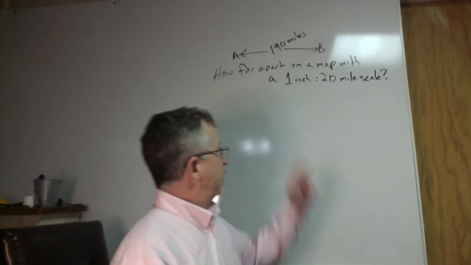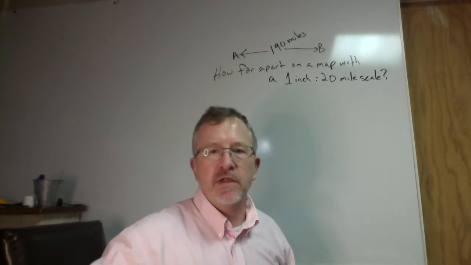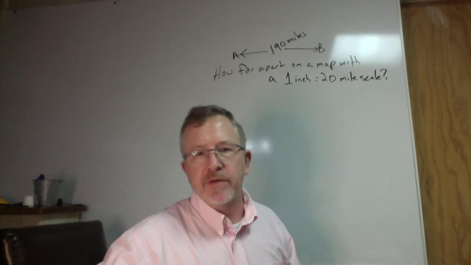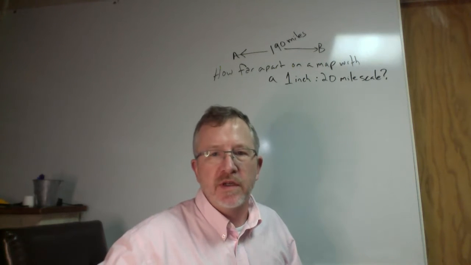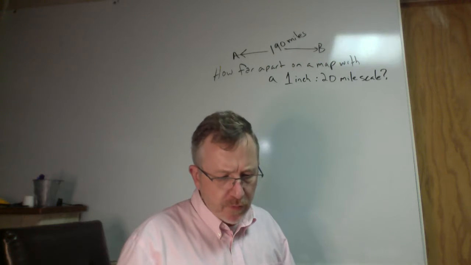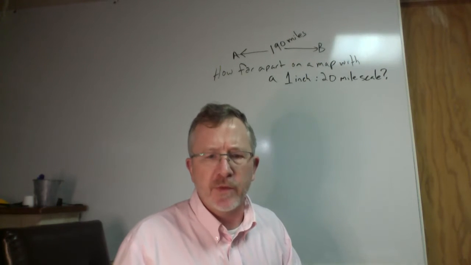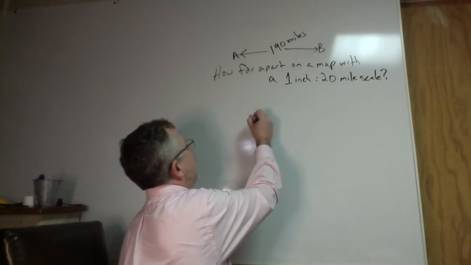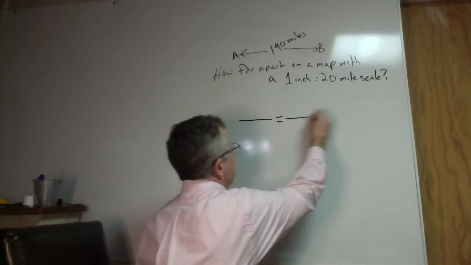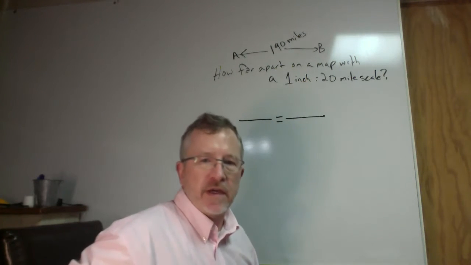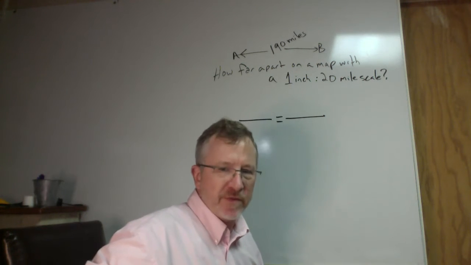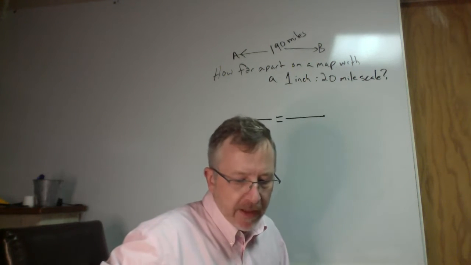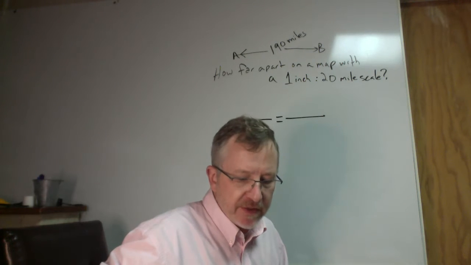So I have town A, town B. They are 190 miles apart. My map has a 1 inch to 20 mile scale. So, just like before, I'm going to set up a proportion, and I'll start that way. This should seem familiar. So, I'm going to set up my proportion starting using my scale.